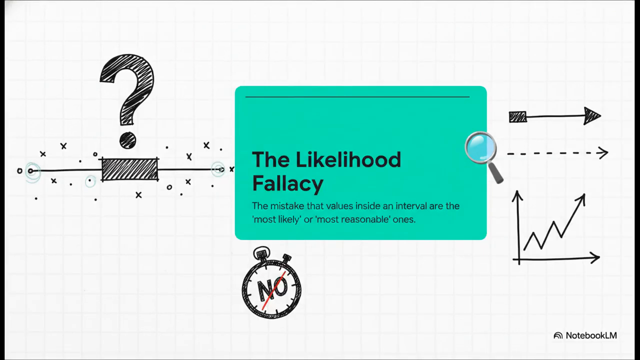And then there's the likelihood fallacy. This is the idea that the numbers inside the interval are the most likely or most reasonable possibilities for the true value. And again, nope. The theory just says it's a range that comes from a procedure with a certain long-term success rate. It doesn't actually tell us anything about which values are more likely than others.